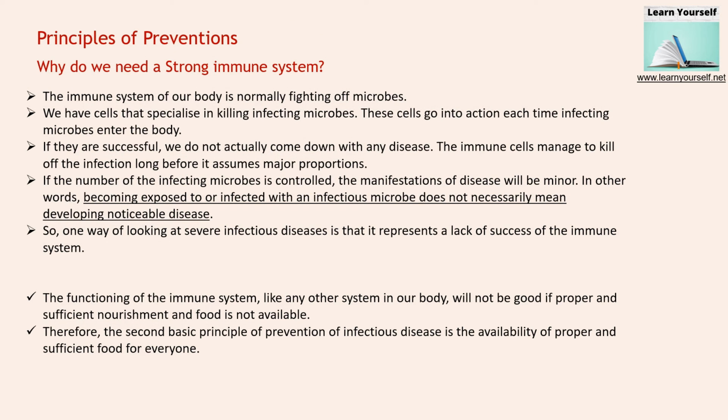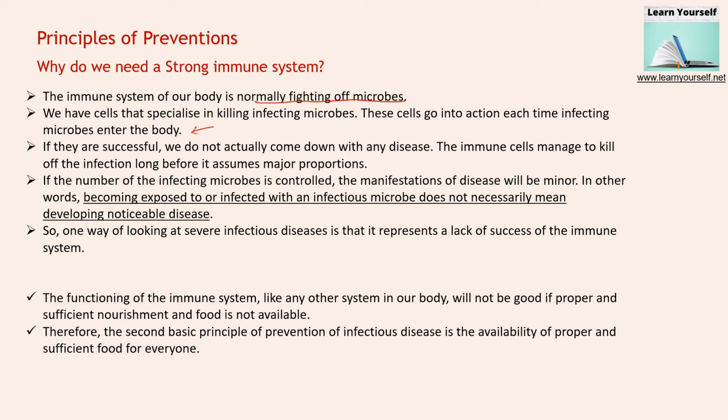Now, when we are talking about a strong immune system, what is the need of a strong immune system? The immune system of our body is normally fighting off microbes. We have cells that specialize in killing infecting microbes. These cells go into action each time infecting microbes enter the body. So when any minor infection is there, we will not even get any symptom. We will not get to know that we got an infection or some microbes into our body. Our immune system will take care of that and we will get rid of it.